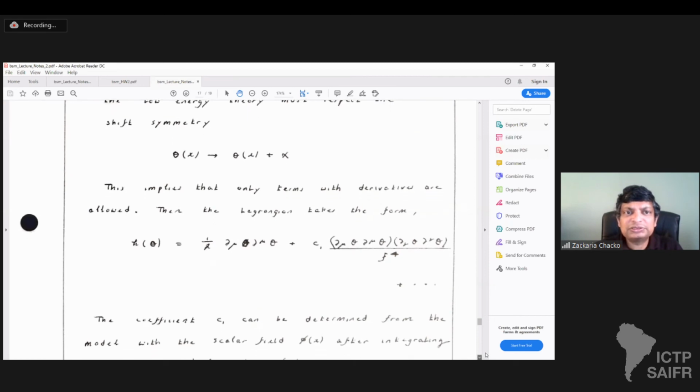So it must respect the shift symmetry: theta of x going to theta of x plus alpha. Now, the shift symmetry means that only terms with derivatives of theta are allowed. So you can write a kinetic term for theta, and then you can write terms with additional derivatives like this.